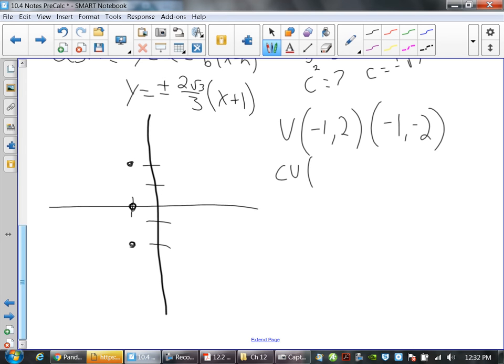Covertices, that's moving left and right. The covertex moving left and right was the square root of 5, I believe, right? 3, excuse me. So the square root of 3. Square root of 3 is a little bit more than 1.7-ish, because it's going to be less than the square root of 4. So maybe about here. Just guesstimating.